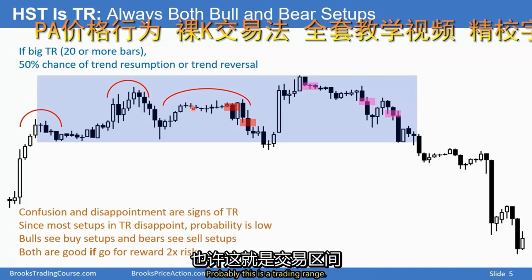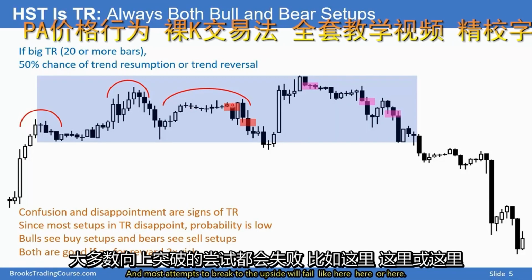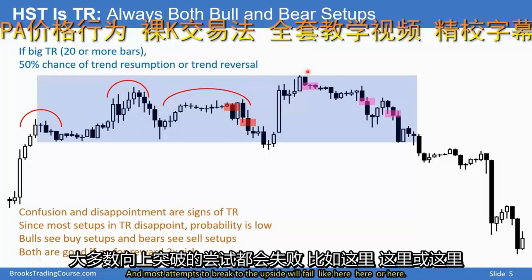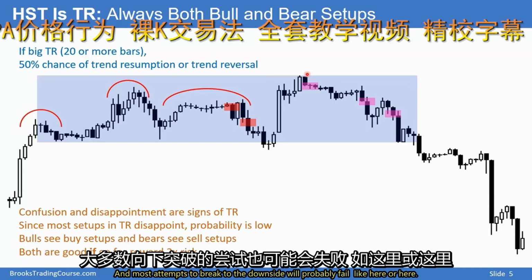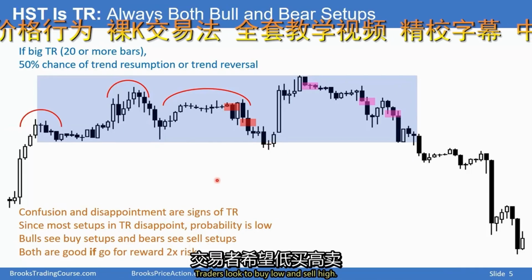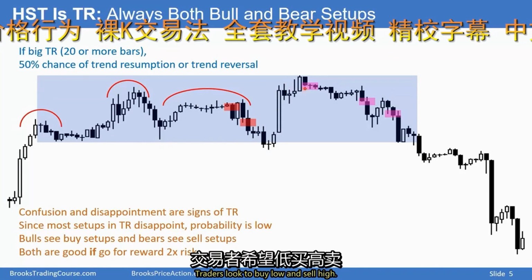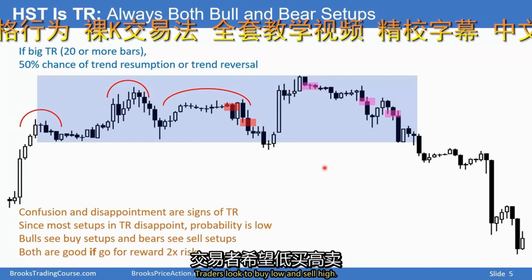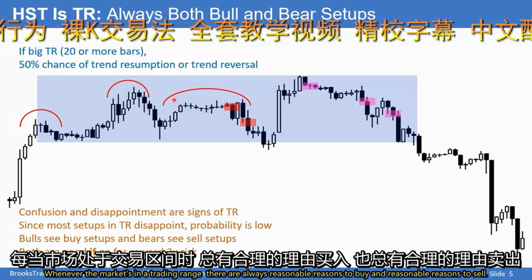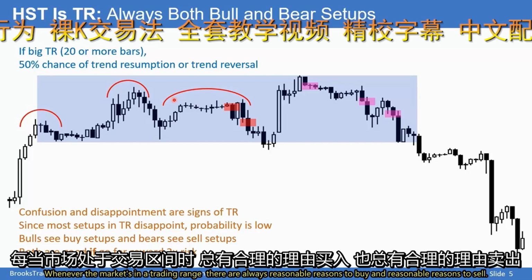Probably this is a trading range, and most attempts to break to the upside will fail, like here, here, or here, and most attempts to break to the downside will probably fail, like here or here. Traders look to buy low and sell high. Whenever the market's in a trading range, there are always reasonable reasons to buy and reasonable reasons to sell.